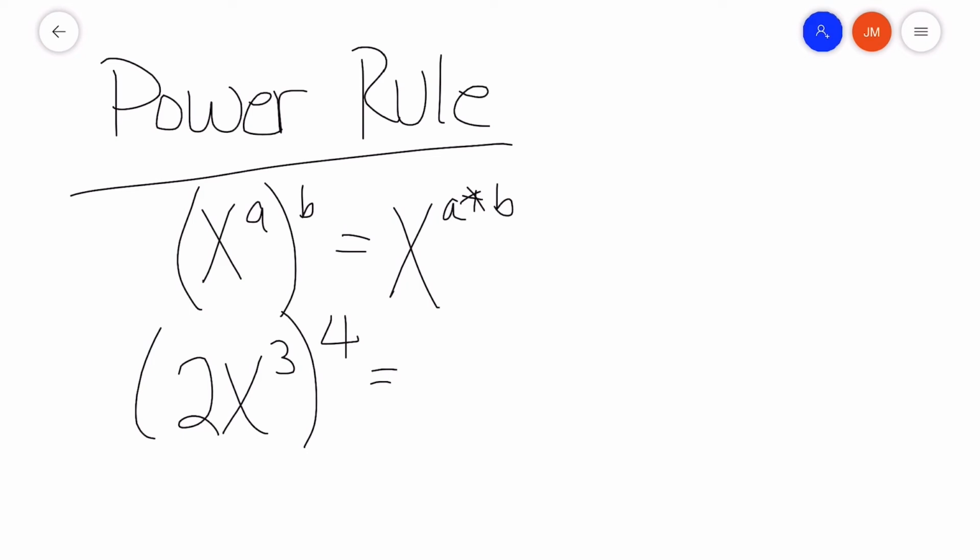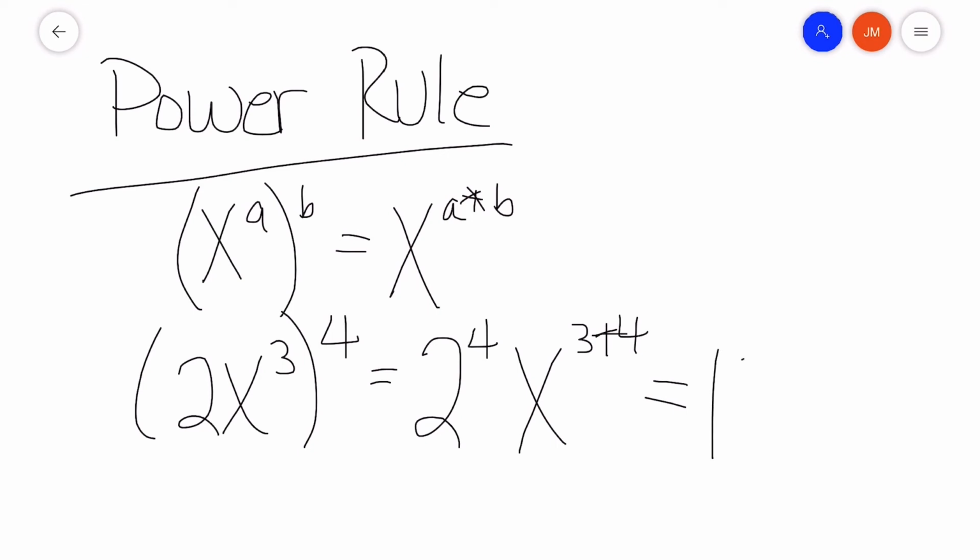So always remember the exponent has to be distributed to everything inside of the parentheses. So first we have 2 raised to the 4th power. Then we have x raised to the 3rd power times 4. So 2 to the 4th power is 16. And x raised to the 3 times 4 is 12. That's our final answer.